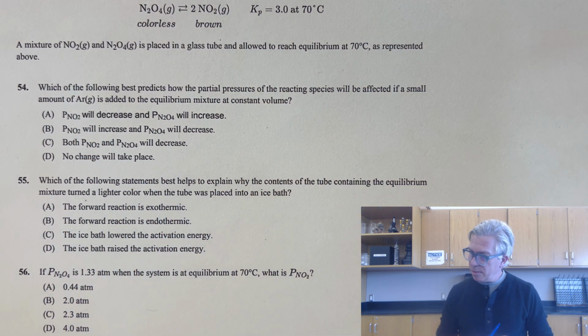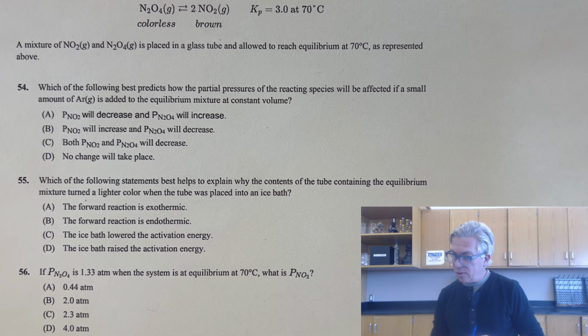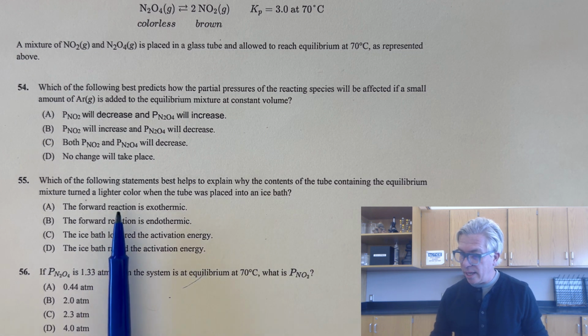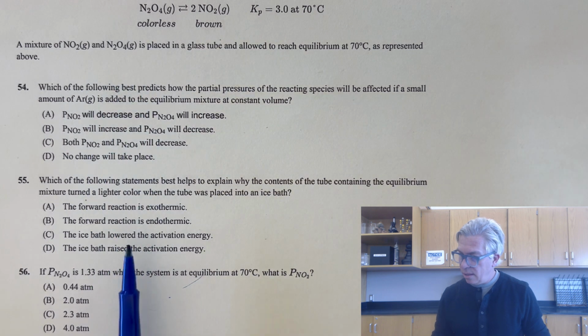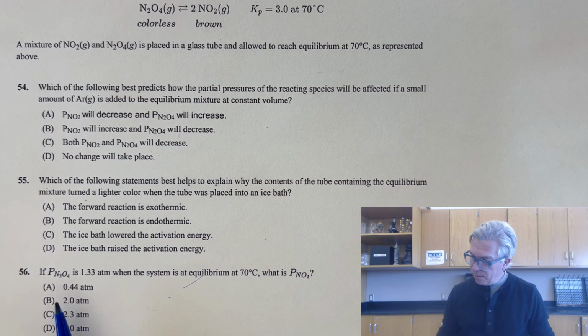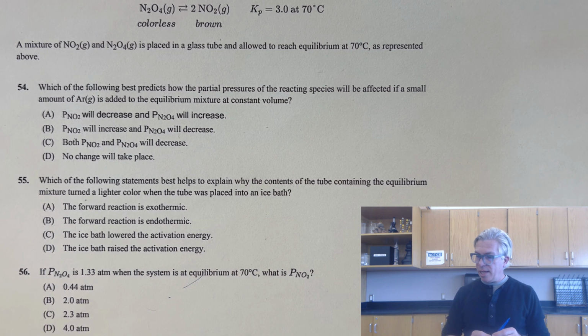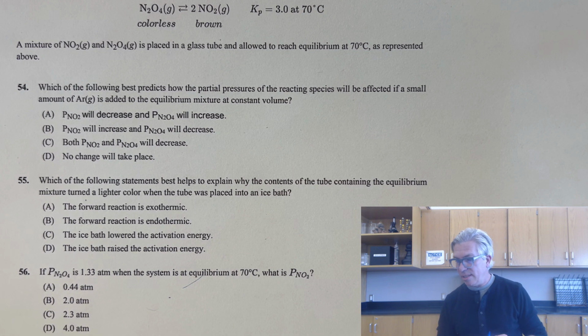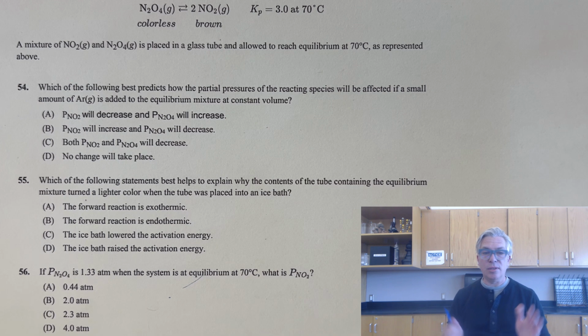Which of the following statements best helps to explain why the contents of the tube containing the equilibrium mixture turned a lighter color, colorless, when it was placed in an ice bath? And if N2O4 is 1.33 atmospheres when the system is at equilibrium at 70, what is the pressure of NO2? Take a moment, try all three if you'd like, and we'll be back here in a couple seconds to check the answers.